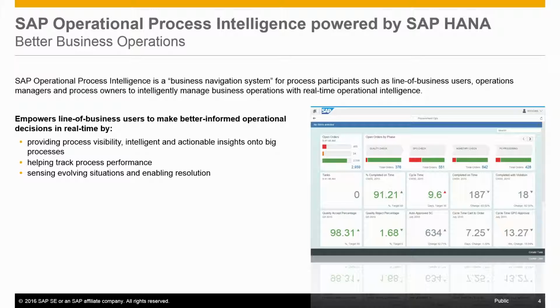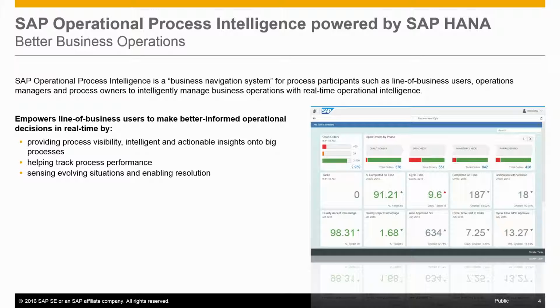All right, so what is SAP Operational Process Intelligence? What's the prime goal of the solution? The prime goal is to enable better business operations, right? So line of business users who are responsible for business operations need to ensure that they run efficiently, that there are no problems in operations. But how could they do it? The only way they can enable better business operations is to make operational decisions in real time.